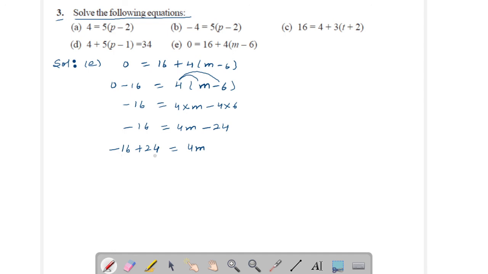Solve this. Minus 16 plus 24. It is 8 equal to 4m. Here transpose 4 to left hand side. It will be divided. This can be written as 8 upon 4 equal to m. Simplify it. Cancel the terms by 4. 4 1s are 4, 4 2s are 8. This can be written as 2 equal to m, or this can be written as m equal to 2. This is your solution.